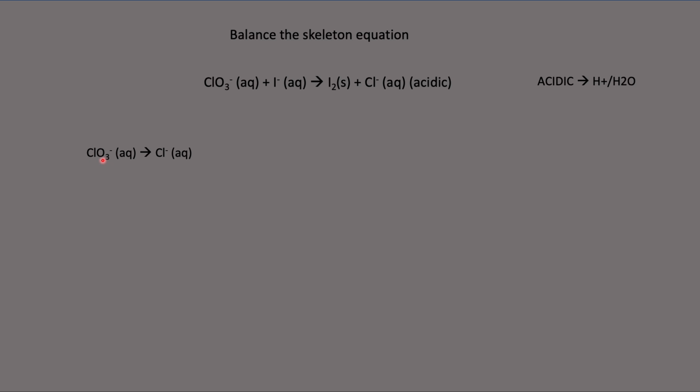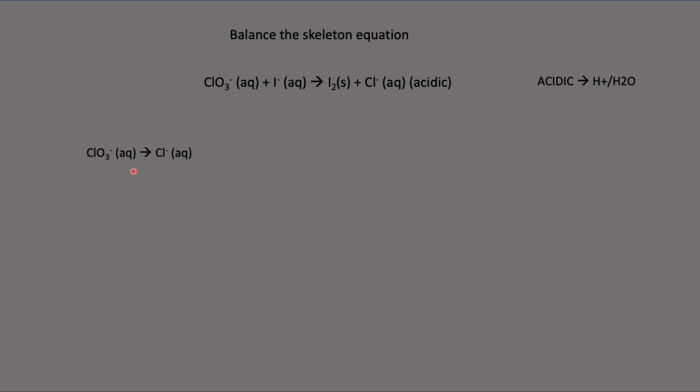Now we have 3 oxygens on this side and no oxygens on this side. But what did I tell you? I told you if we're in acidic conditions, we're going to be adding H plus ions and waters. So this is where the water is going to come into play here. So we're going to add waters which have oxygen. So this water is going to give us the oxygen that we need on the right side of this half reaction.